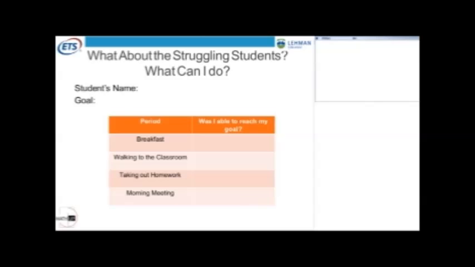But taking out homework, for example, was I able to reach my goal? Yes or no. Morning meeting, was I able to reach my goal? Yes or no. And having a set goal, if you're able to do it on the first day twice during the day, then that's excellent, and celebrate that. And slowly, in increments, make sure that the student is able to do that more and more throughout the day. And this has to be communicated to parents and students so that everybody knows that this student is working towards this and for it to be celebrated.